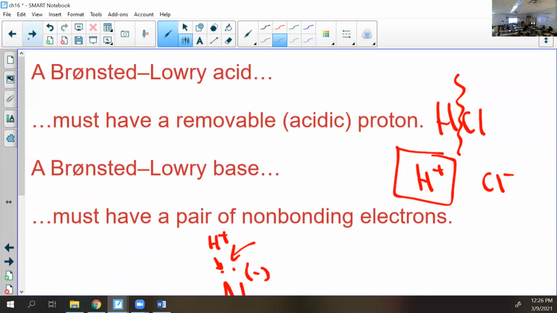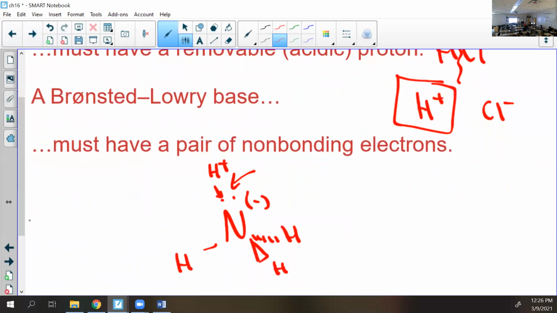All right, so this is basically what we just said. A Bronsted-Lowry acid must have a removable proton. A Bronsted-Lowry base must have a pair of non-bonding electrons. This is a whole other way to look at it. These non-bonding electrons are slightly negative. They can attract the positive from hydronium, because H doesn't want to be H plus. It wants 2 electrons, really.